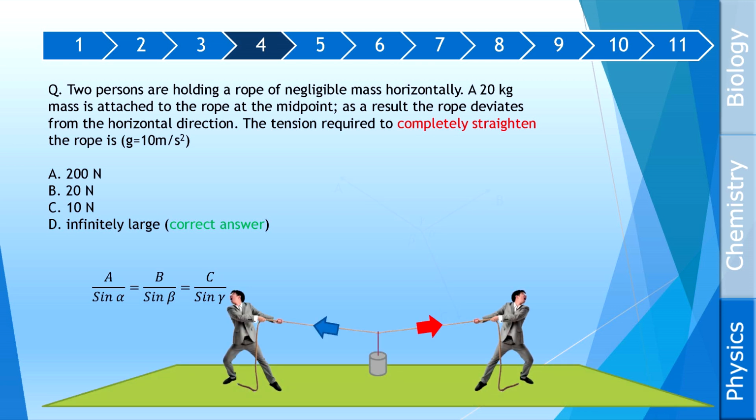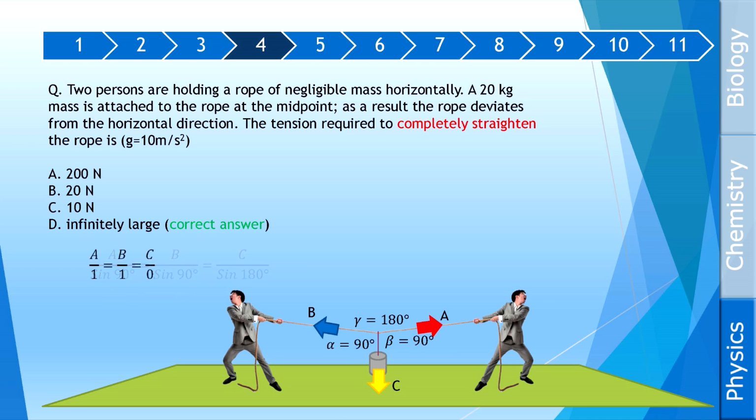Using this equation in our problem, let us name the forces as A, B and C. The angle opposite to C is gamma, opposite to A is alpha, and opposite to B is beta. To completely straighten the rope, angle gamma must be 180 degrees and the angles alpha and beta must be 90 degrees each. Using these values in the equation, we get A equals B equals C over 0. Thus we get A and B to be infinite, which is much easier than calculating it with the full-fledged method.